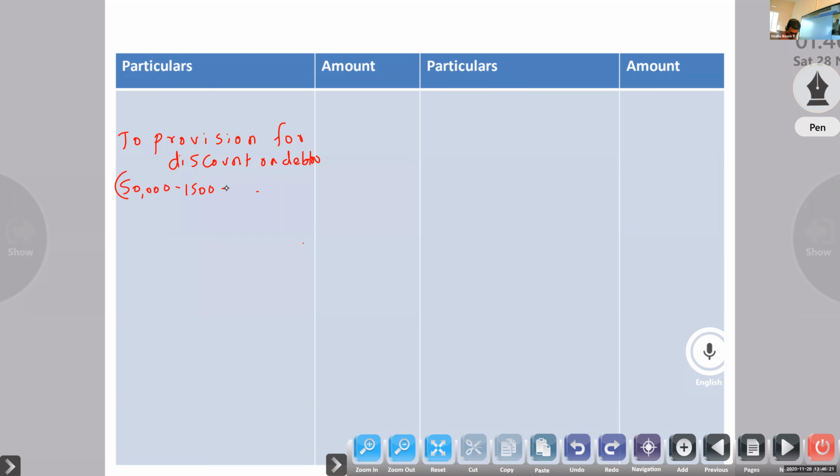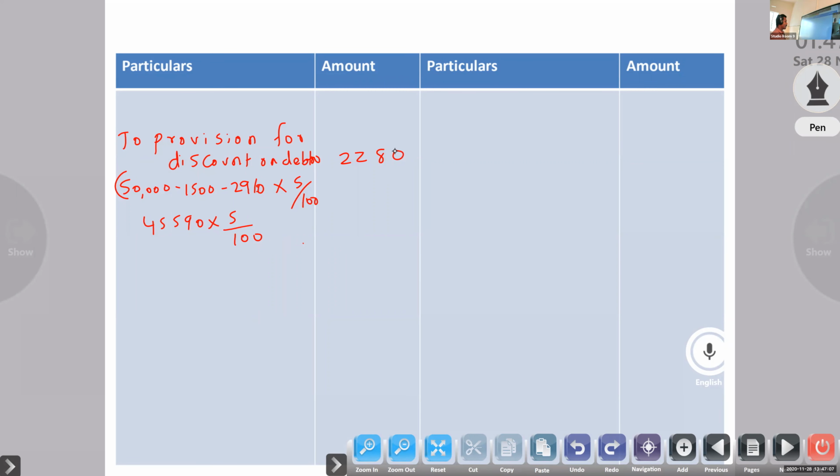We have to minus new provision, that into 5%. Okay, means 48,500 minus 2009-10, so 45,590. 45,590 into 5%, 2,279.5. We will get a round figure; we will write 2,280.